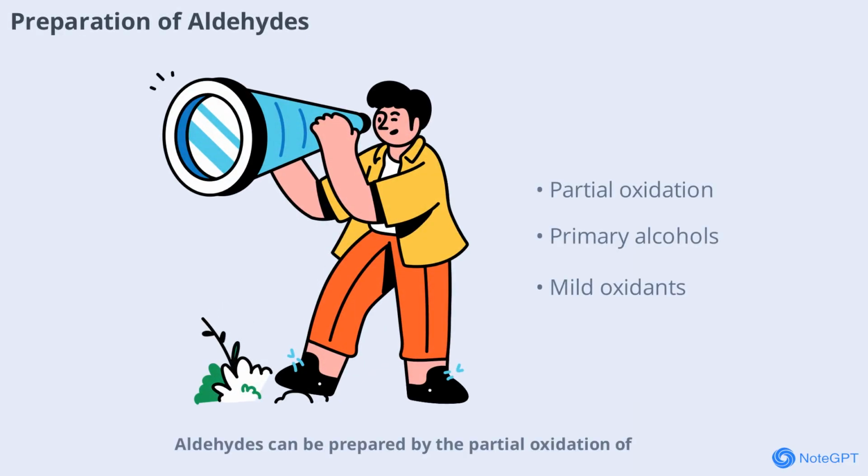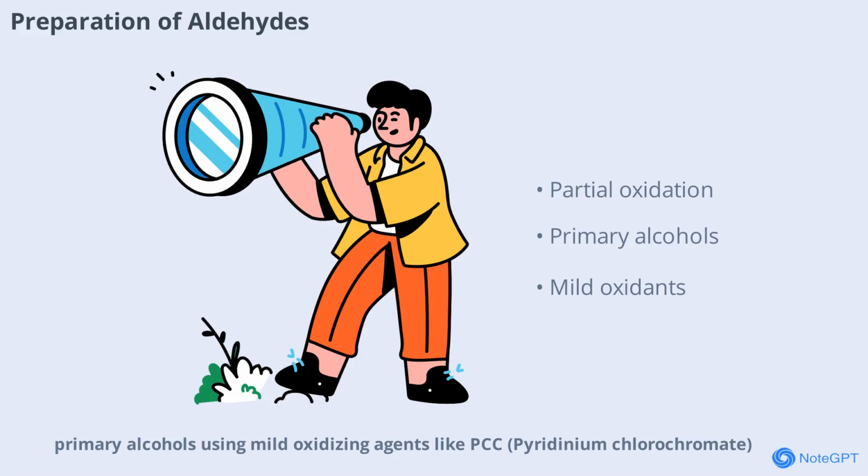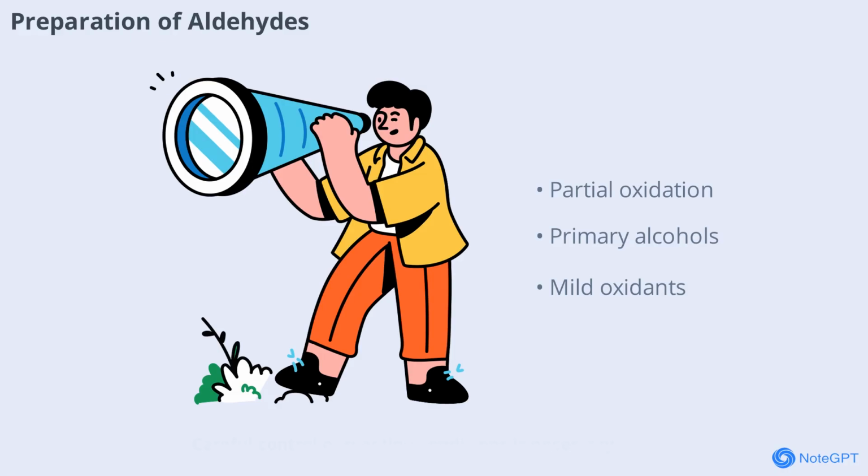Aldehydes can be prepared by the partial oxidation of primary alcohols using mild oxidizing agents like PCC, pyridinium chlorochromate. Careful control of reaction conditions is necessary to prevent further oxidation to carboxylic acids. This method is widely used in both laboratory and industrial settings to produce aldehydes efficiently.